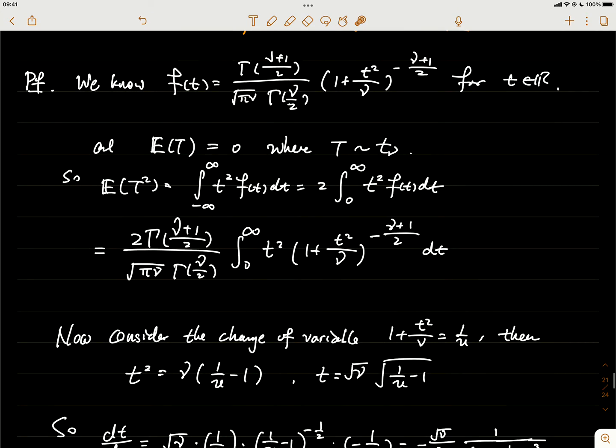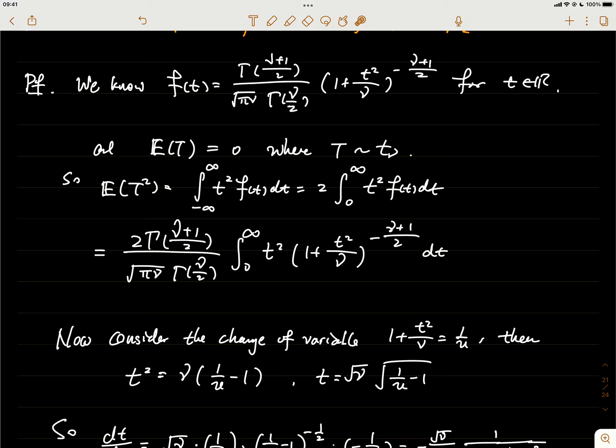After multiplication, we can do a change of variable. This is the integral we're trying to compute, or more specifically, this is the integrand. Computing it is not very trivial, so we're going to do a change of variable. First, we multiply this, and we call this 1 over u.